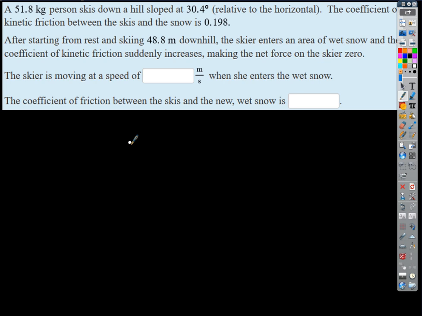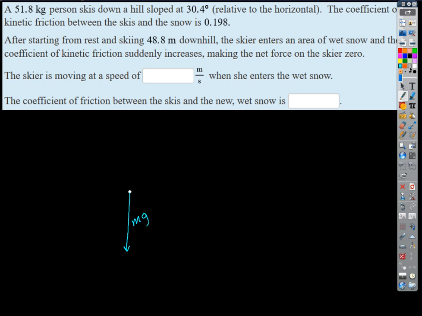what are the forces acting on the body? Gravity. Okay, so we got gravity. In what direction is gravity acting? Straight down. Okay, so what do I label that? mg. Okay. What else? Normal force. Okay.